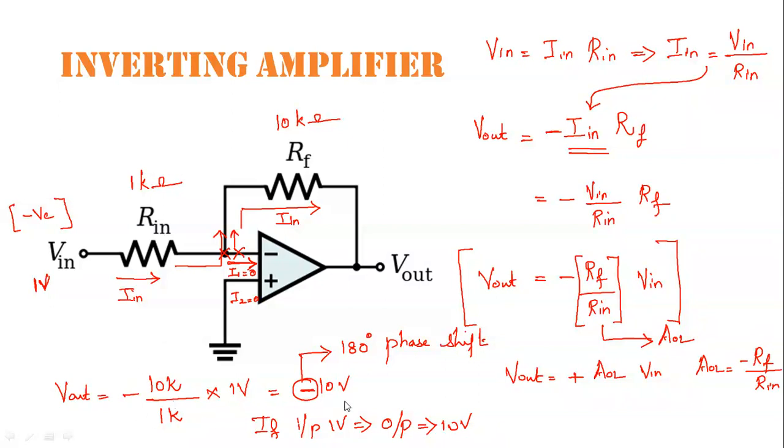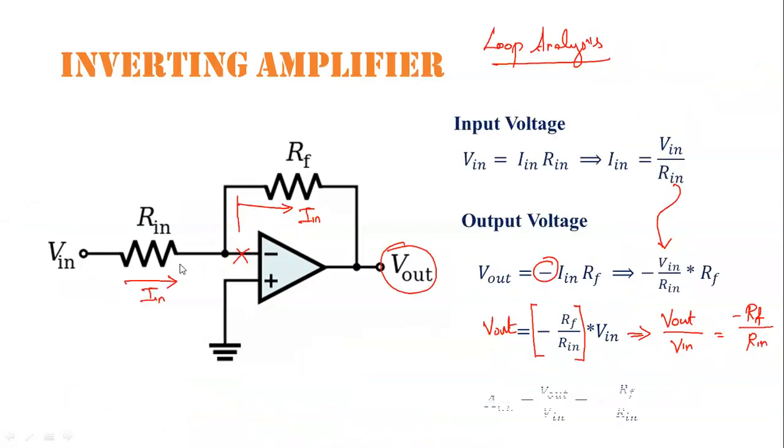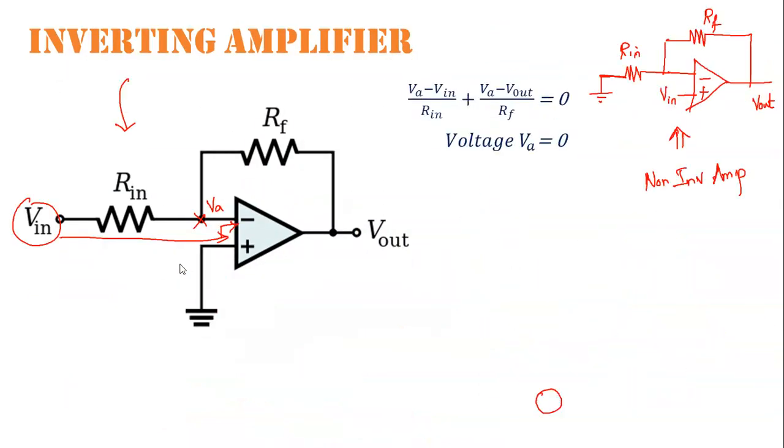So amplification is done, but what is the minus here? A 180 degrees phase shift is done. Why minus? Because we are operating this op amp in inverting mode. We have given the input to the inverting terminal. Now let's see this with an example.